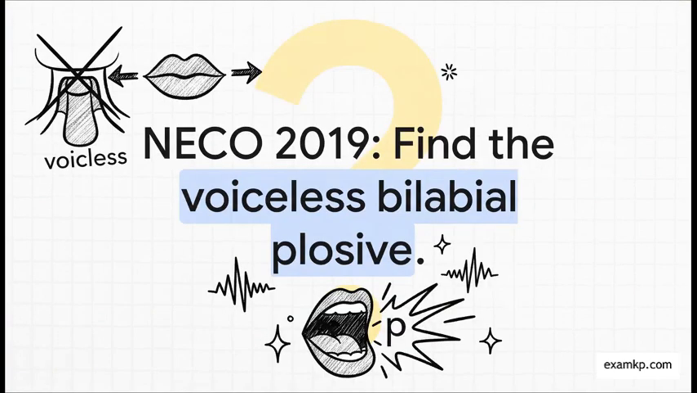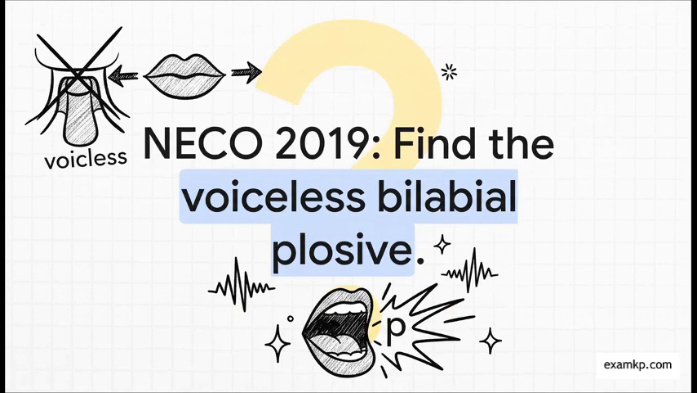Now for NECO. This question from 2019 looks a little bit scary, but it's just combining two ideas we already know. It says the voiceless bilabial plosive is found in A, boy, B, pay, C, day, or D, gay. Let's just break down their code. Voiceless means no throat vibration. Bilabial means you make it with both lips. So which sound are they describing? It can only be the p sound.